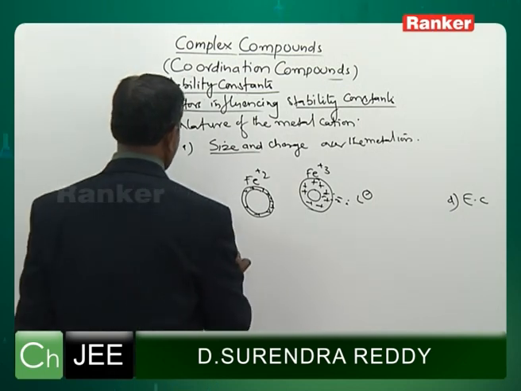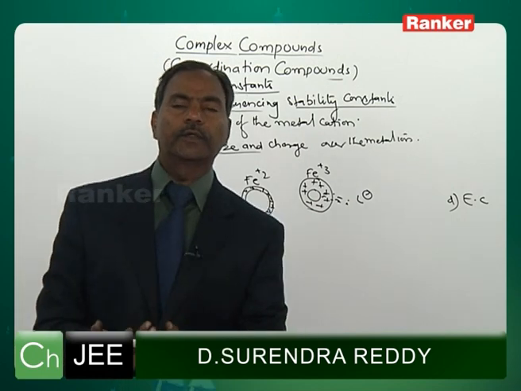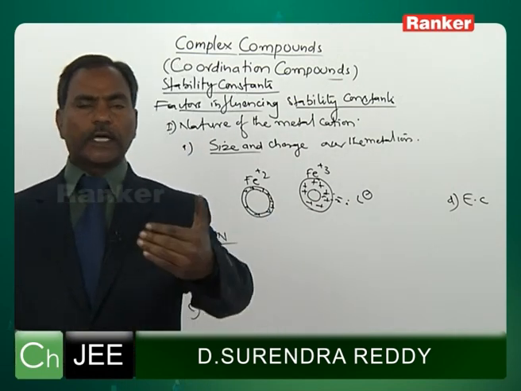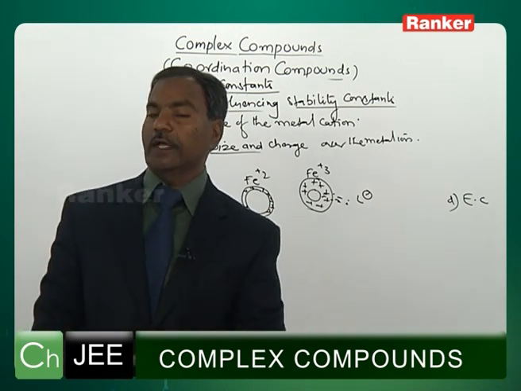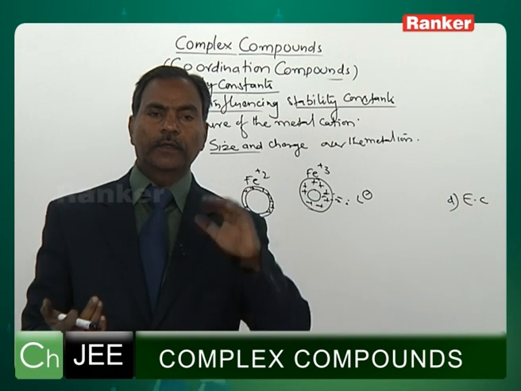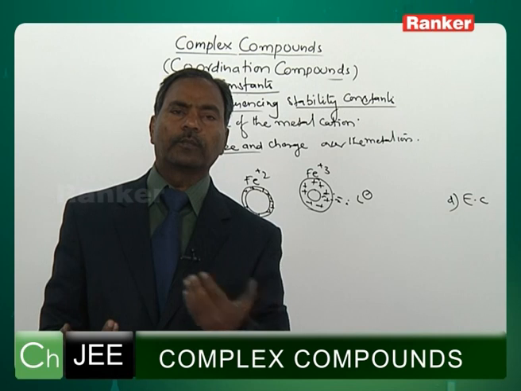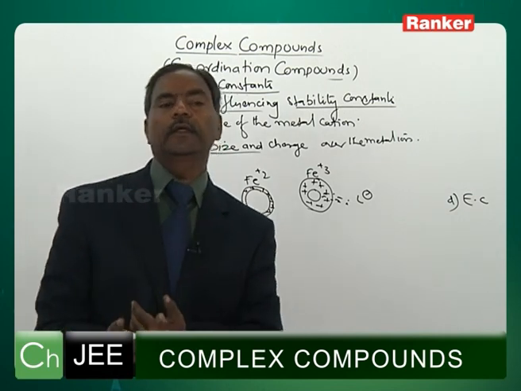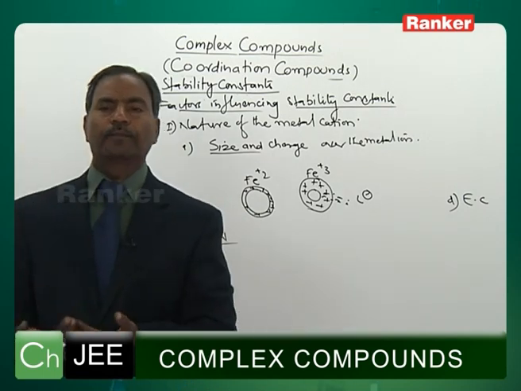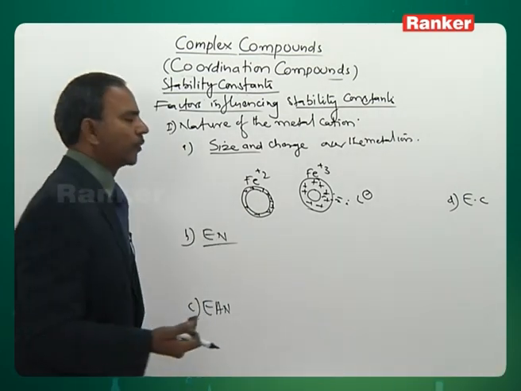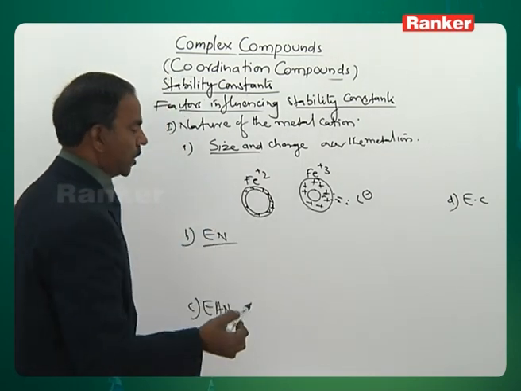Second one, electronegativity. What is electronegativity? The tendency to attract the bonded pair of electrons towards itself. If a more electronegative metal ion is there, it easily accepts the donated pair of electrons from the ligand. Once it is easily accepting, the bond will be easily formed. And once the bond is easily formed, then we can say the strength of the bond will be high. Therefore, a more electronegative metal ion produces a more stable complex.